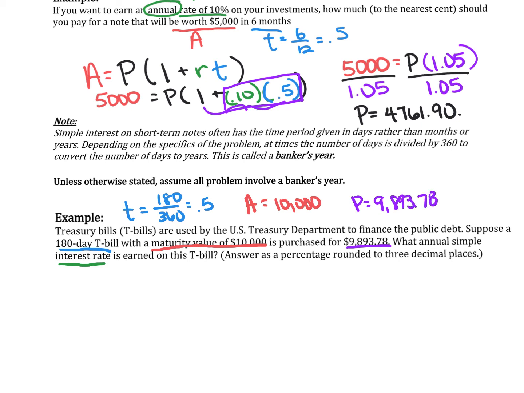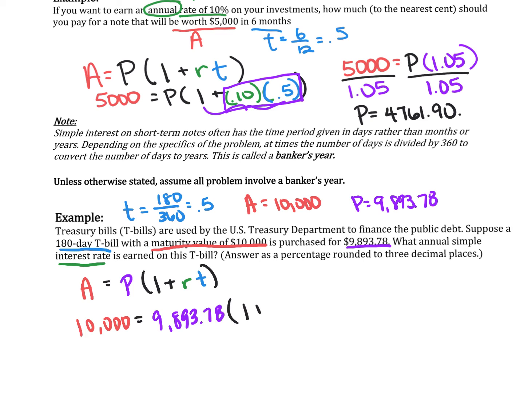$9,893.78. So using the formula, A is equal to P times 1 plus R times T, I'm going to try to calculate this by plugging in what I know. So I know that A is 10,000, and that equals P, which is $9,893.78, times 1 plus, I don't know R, but I do know T is 0.5, so I'll do 0.5 R here.